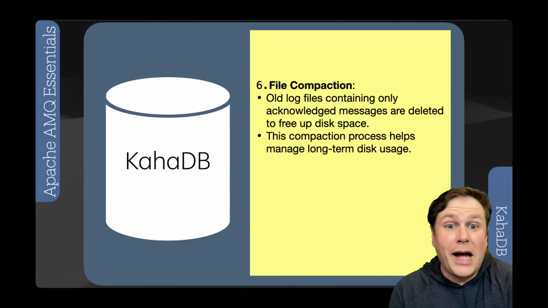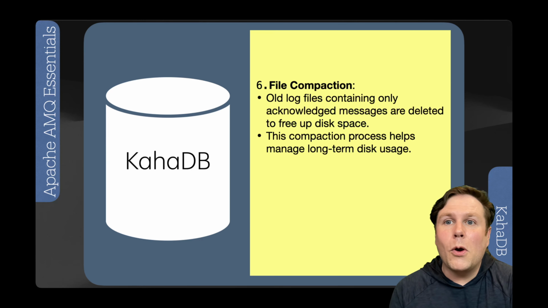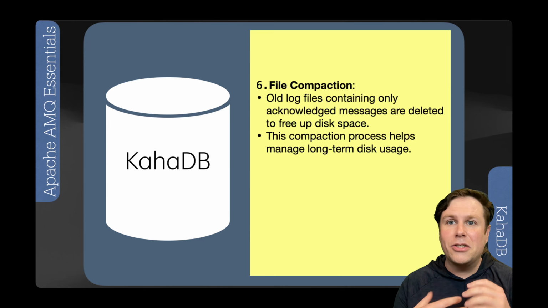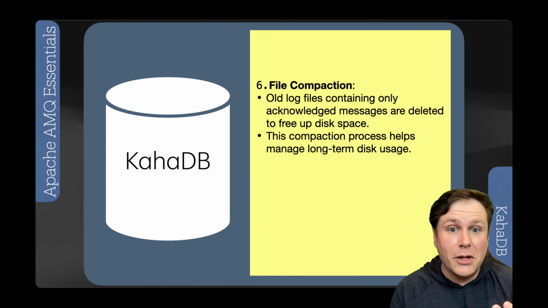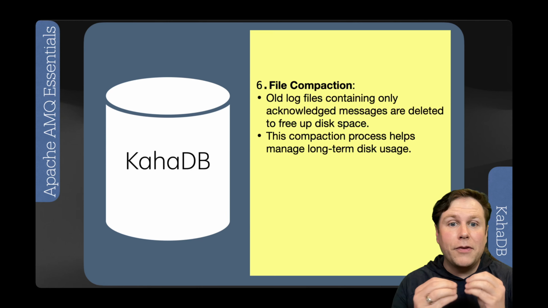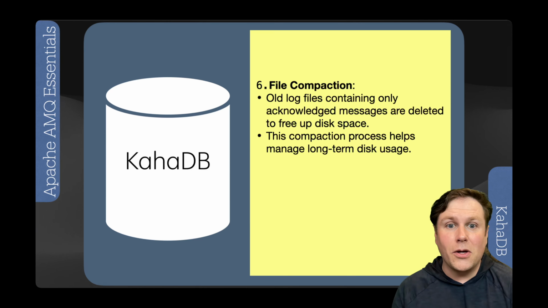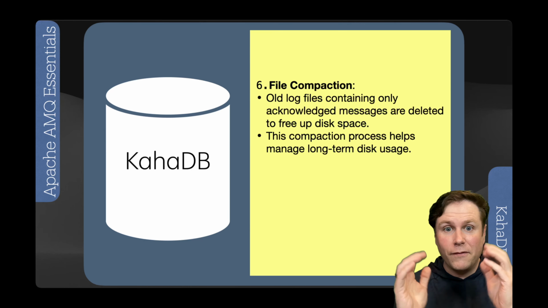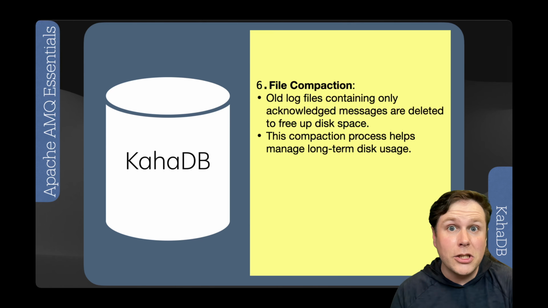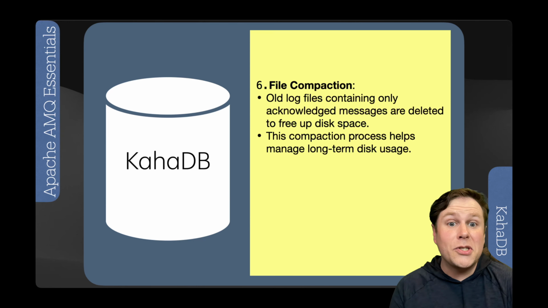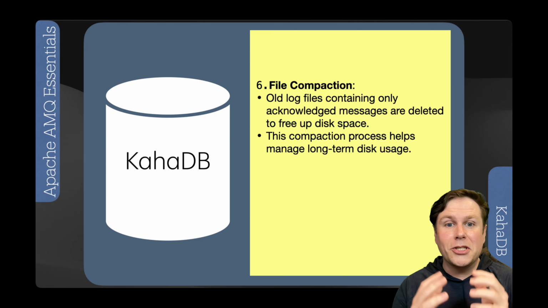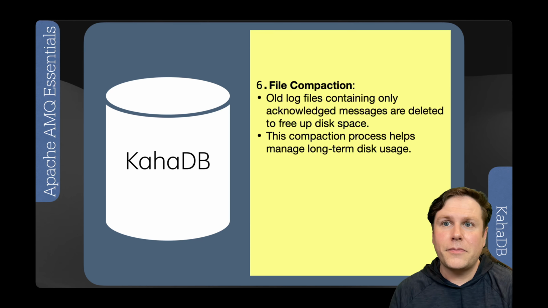Finally, file compaction. So all of our old log files that contain just the acknowledged messages, we get rid of those to free up our space. Everything we're doing is trying to keep the amount of space we use on disk reasonably minimal. So yeah, we do have our journal, which is going to be the full-fat information coming into the broker, but our metadata store and all that is only about references and trying to keep just what we need on disk to make it fast and efficient to use.